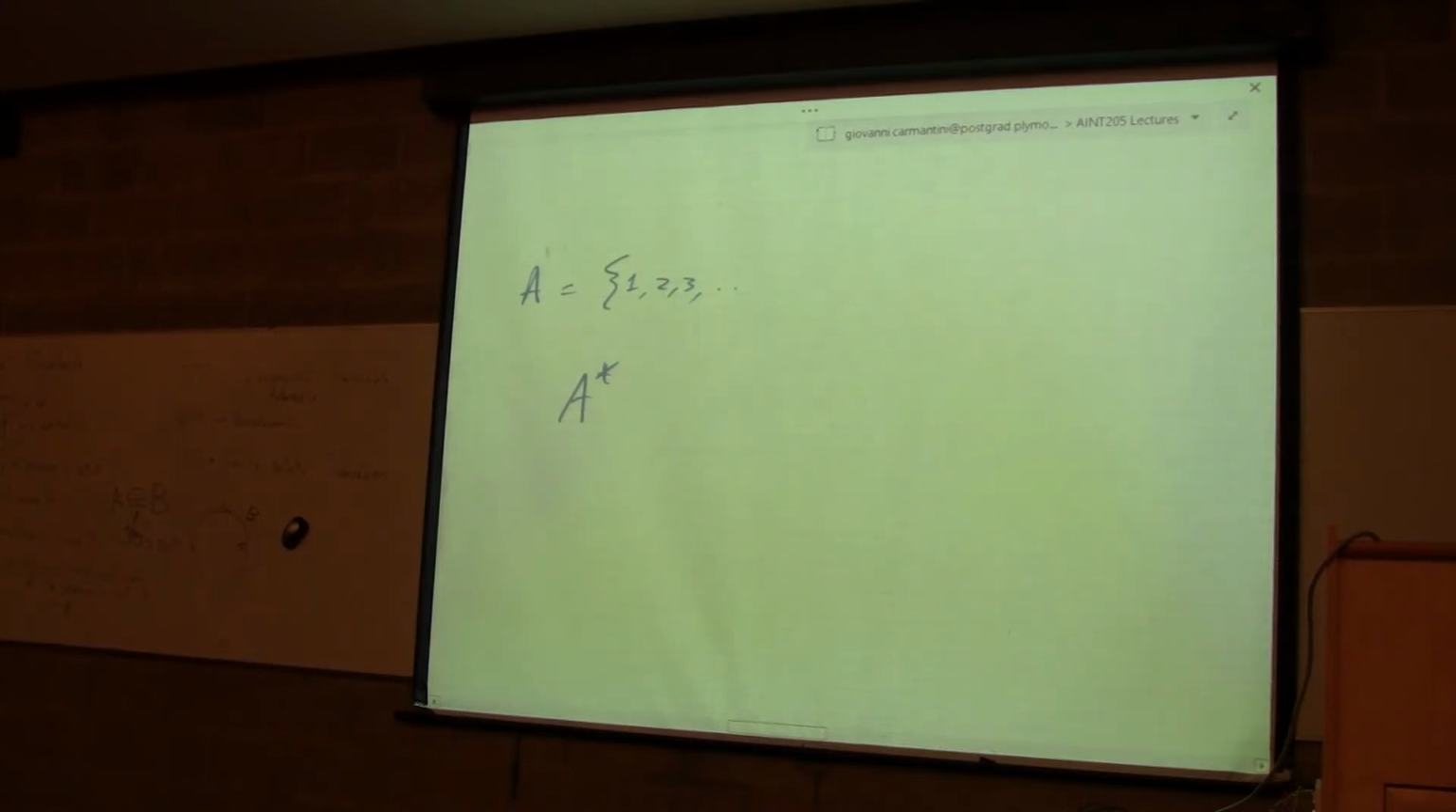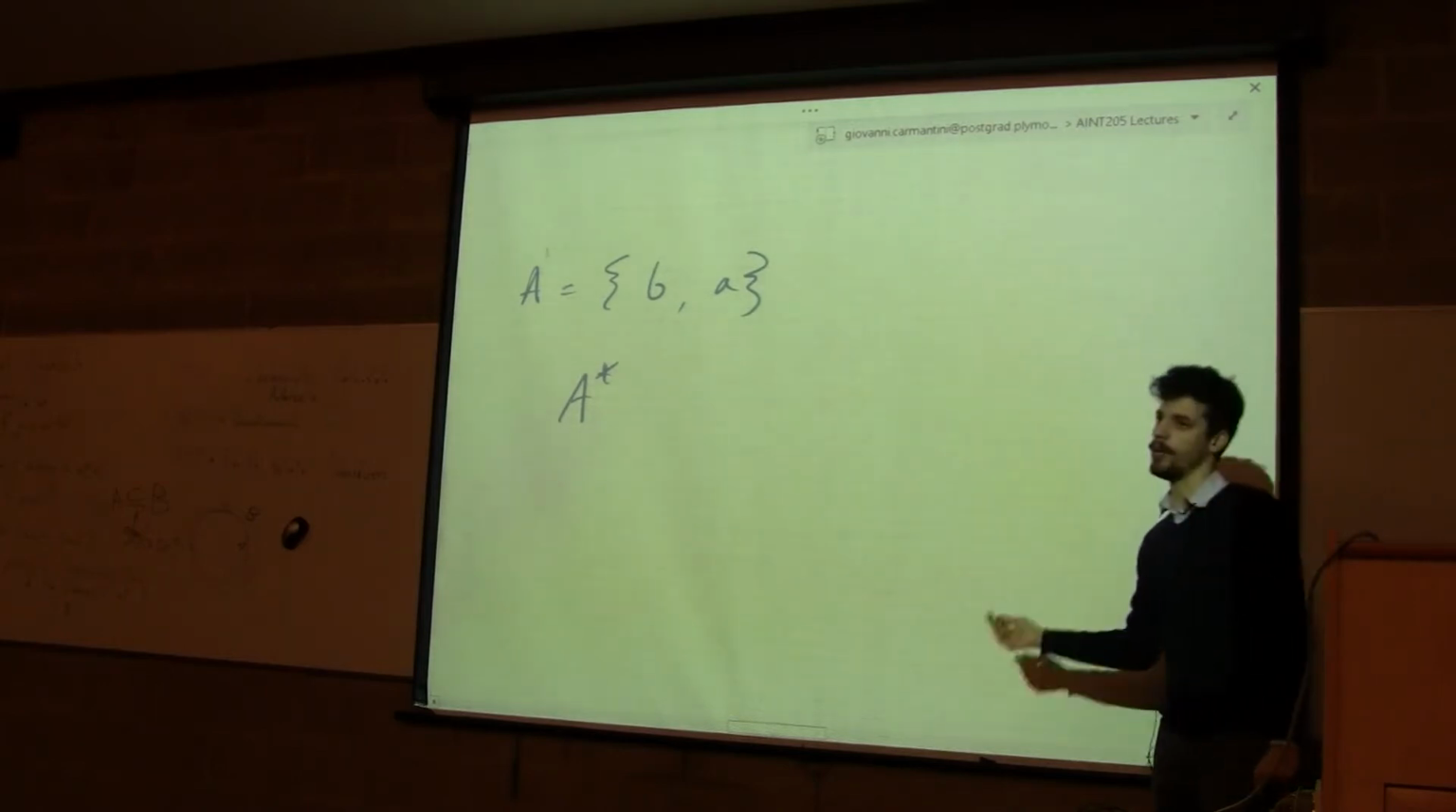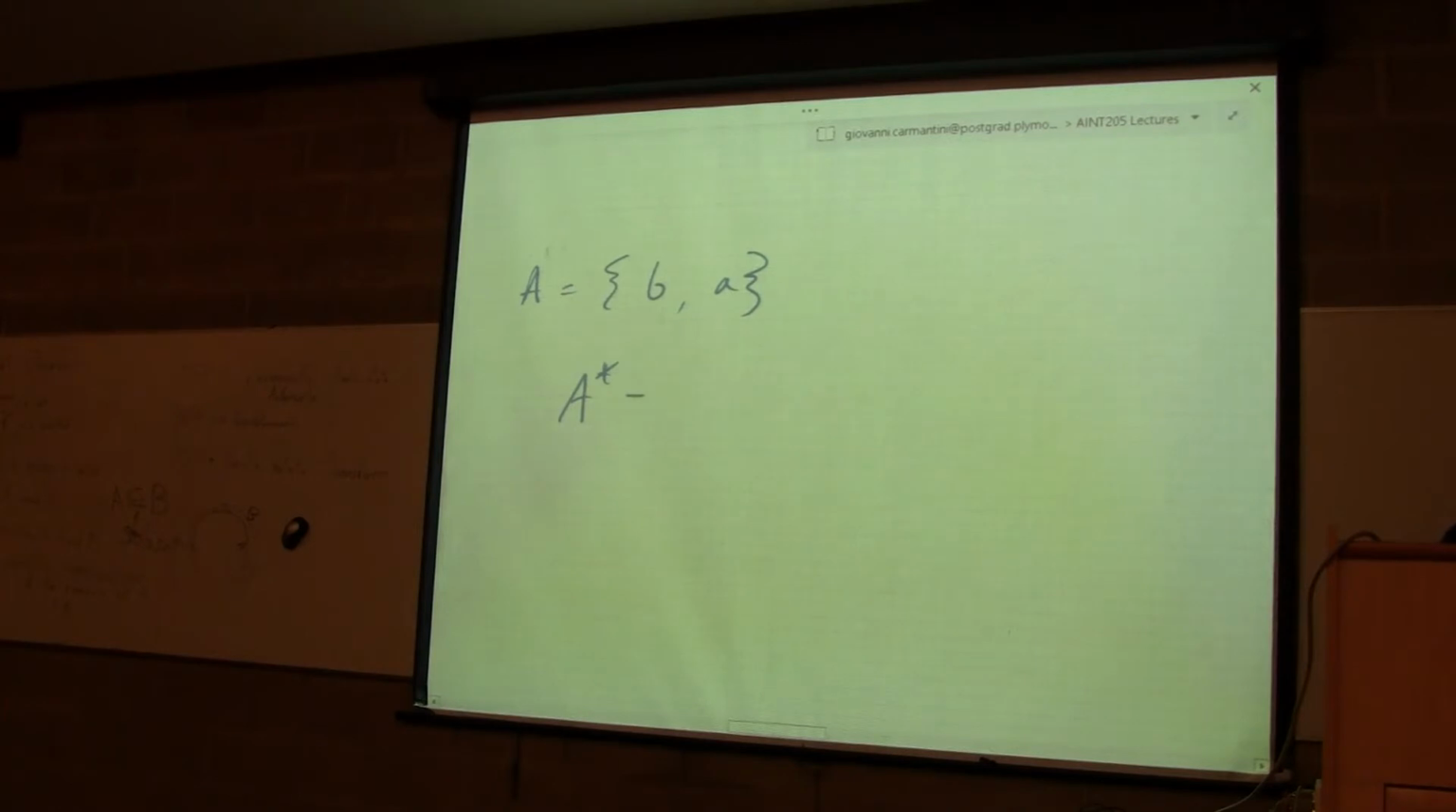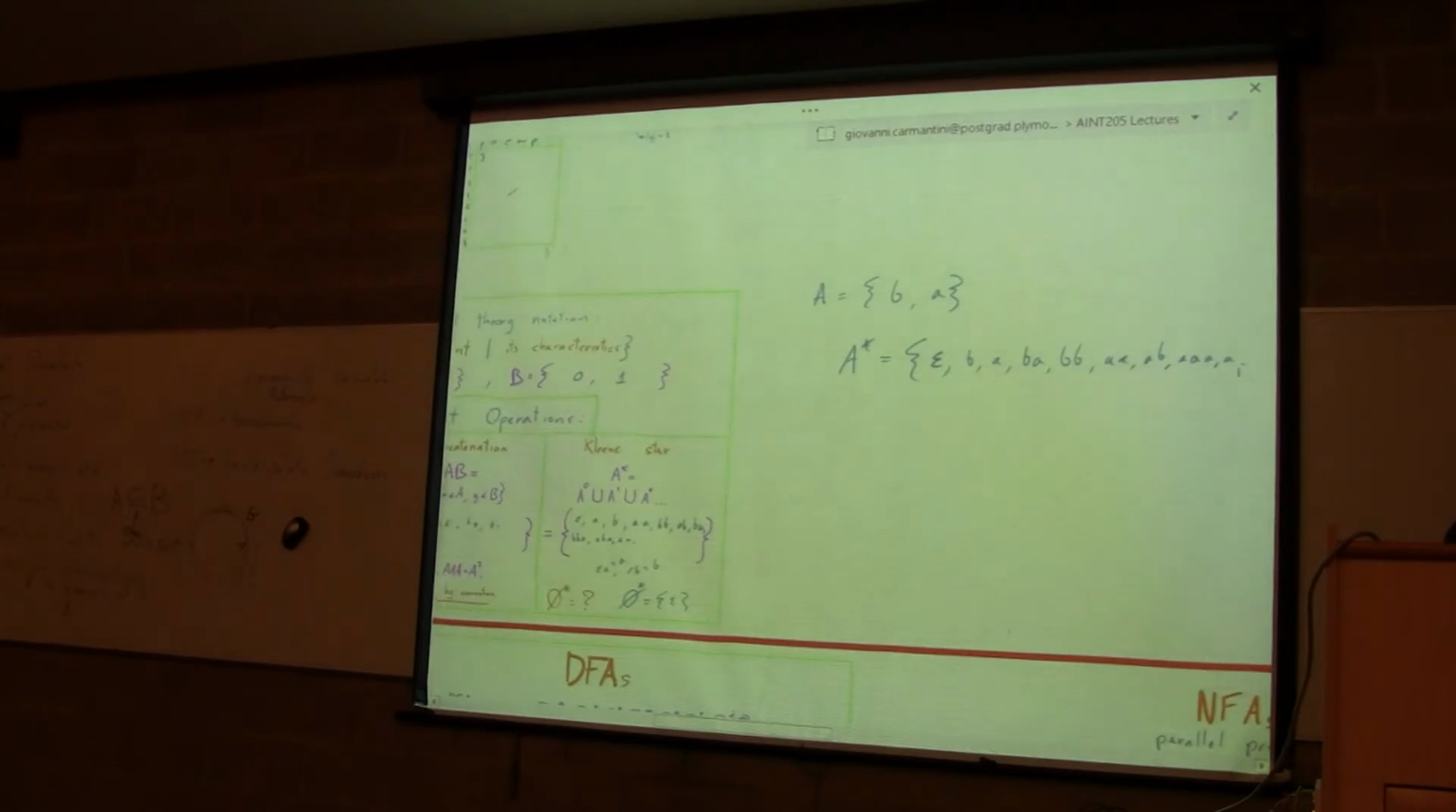If I have, for example, BA, okay? What's the Kleene star of BA? What's the first element of this new set? Empty string. Empty string, perfect. Second one? B. B. A. A. Then? BA. BA. BB. BB. AA. AA. BB. A, blah, blah, blah. Okay? So you get where this is going. And this is the Kleene star.